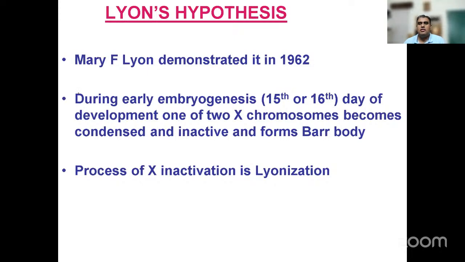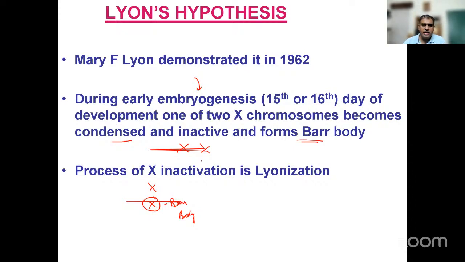Yeah, one more important and small thing is Lyon's hypothesis. Mary F. Lyon demonstrated this hypothesis, and it says that during early embryogenesis, that is on the 15th to 16th day, the initial third week of development, one of the two X chromosomes becomes condensed and inactive and forms a Barr body. So there are two X chromosomes, one X, one X. One of them will become inactive and form what? A Barr body. I hope you all know in which sex XX is found. It is a feature of female. So in a normal female, one Barr body will be present.